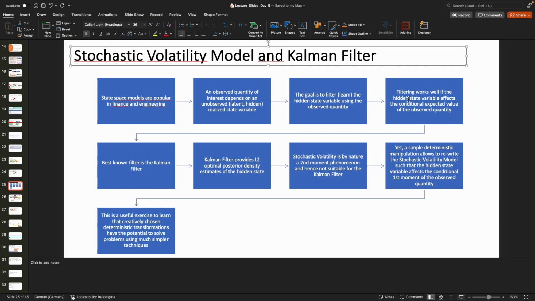It gets more difficult if I try to estimate the second moment. I will show you in the equations. It's basically not possible unless you do a bit of transformation. And I have an example for that. Okay, now there are different filters. The best known filter is the Kalman filter. So every engineer you come across, they talked about the Kalman filter.